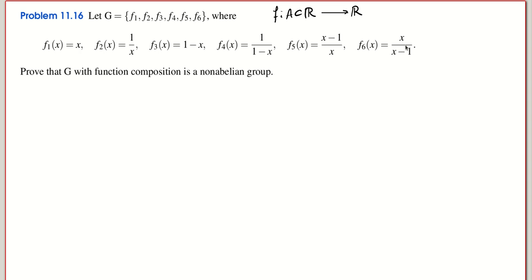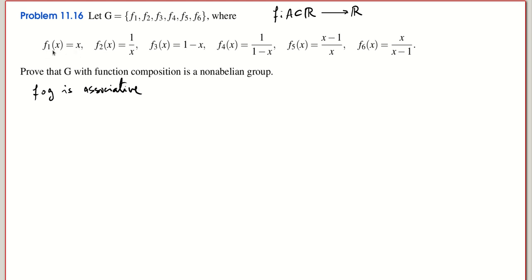These are the 6 functions we have to deal with, and what we have to do now is to prove that D with function composition is a non-abelian group, right? Okay. Well, we need to check 2 things because function composition is associative, so we don't have to worry about this property here. Okay, and also the identity is easy to spot.